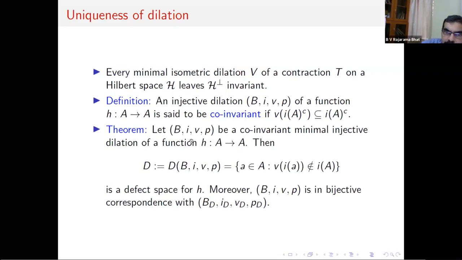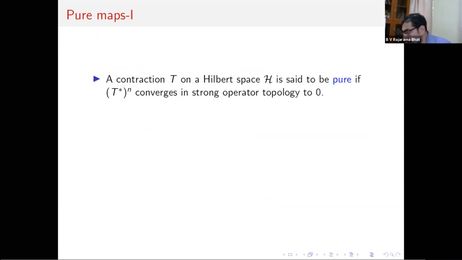So here is the theorem. You take a co-invariant minimal injective dilation, that is the additional property we need to impose. Then the vectors which are going out of A become a defect space for H, and every such co-invariant minimal injective dilation is equivalent to one of these. So all such dilations are given by some defect space. So the dilations here are parameterized by defect spaces. So next is the pure maps.